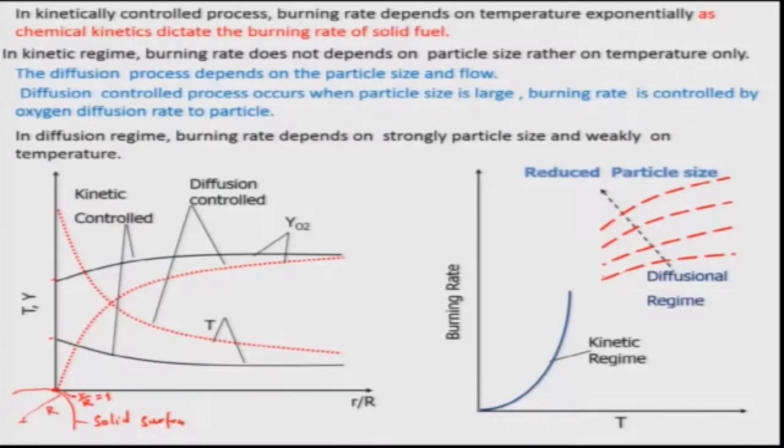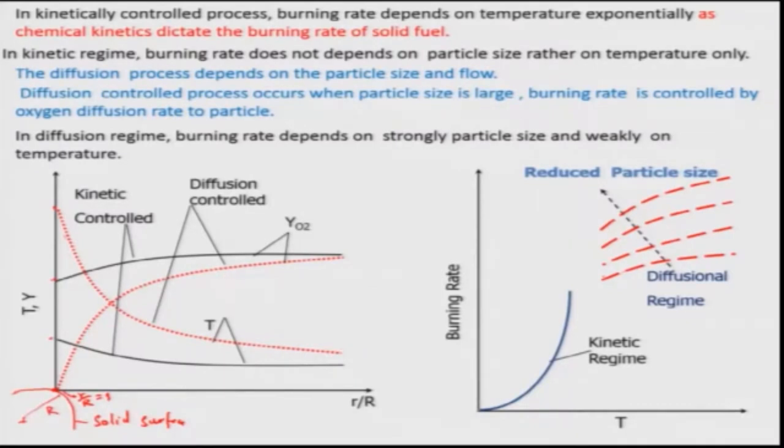If you look at the detailed structure of diffusion control combustion of solid fuel, you will see that the oxygen level at the solid surface is very high. The temperature at the solid surface is quite high, and it changes drastically as you go far away from the solid surface. Unlike the kinetic control, the temperature change between the solid surface and infinity, r by R tending towards infinity, is very high in case of diffusion controlled combustion.